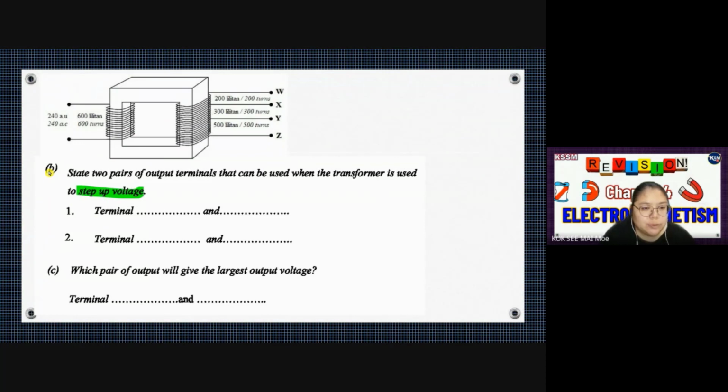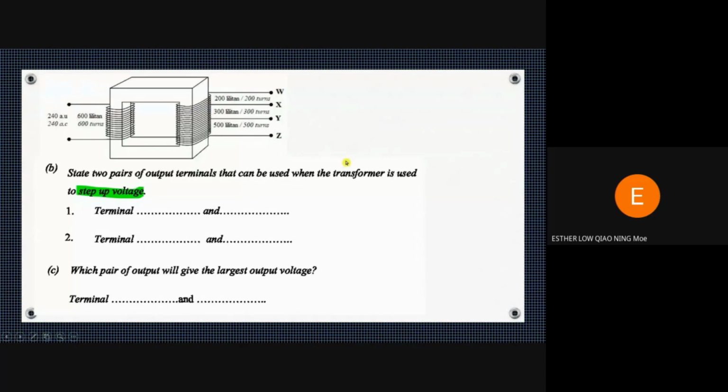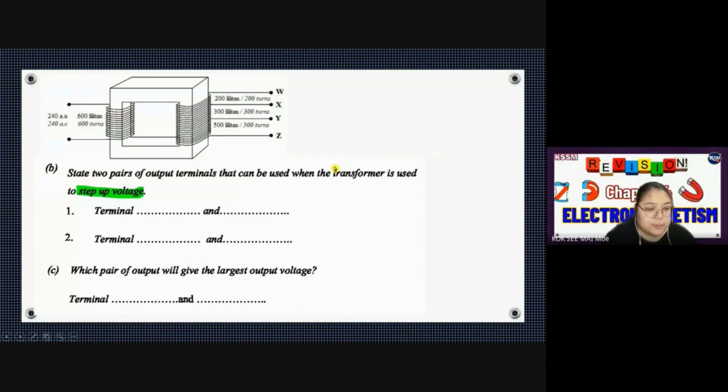You see, W go to X only 200. So your W must go until? You see, W go to Y, that means 200 plus 300, but still not yet over 600, is it? So W must go until? Z. Must go to the Z. This one is the first pair.